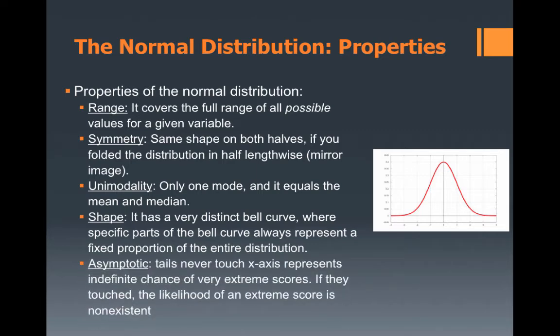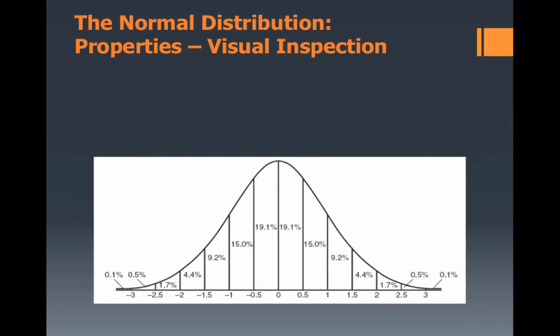And lastly, it is asymptotic, whereas the tails never really touch the x-axis because it represents an indefinite chance of extreme scores. No matter what, there is a small likelihood of an extreme score, of an outlier occurring. However, if they did touch, then that means that the extreme score is non-existent, that there's going to be a finite amount of scores.